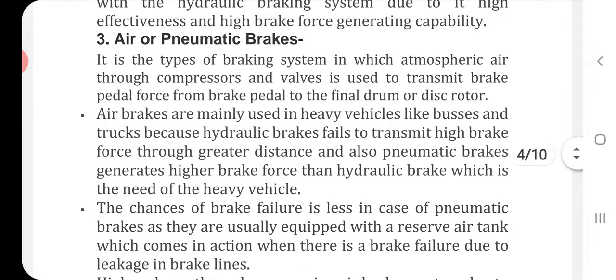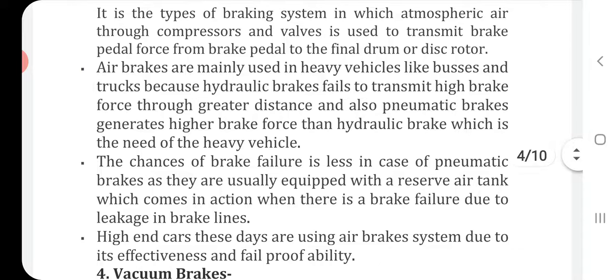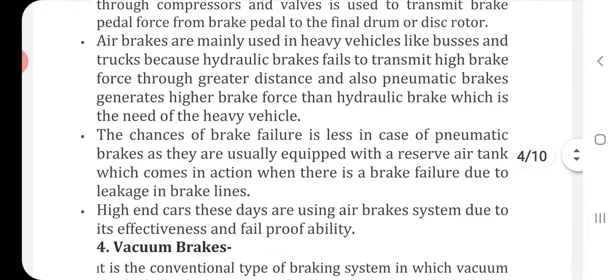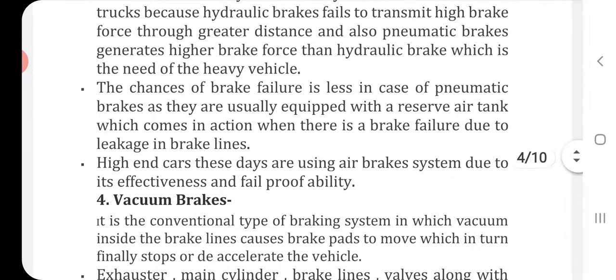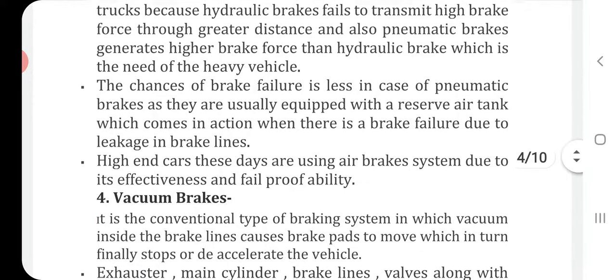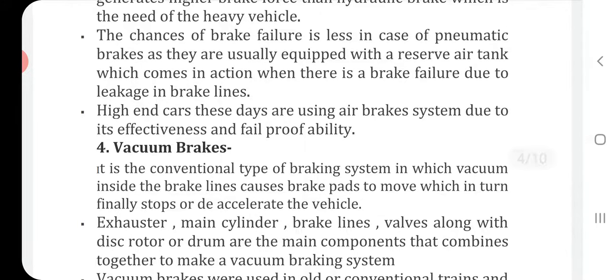And also pneumatic brakes generate higher brake force than hydraulic brakes, which is the need of the heavy vehicle. The chances of brake failure are less in the case of pneumatic brakes, as they are usually equipped with a reservoir air tank, which comes into action when there is a brake failure due to leakage in the brake lines. High-end cars these days are using air brake systems due to their effectiveness and fail-proof ability.